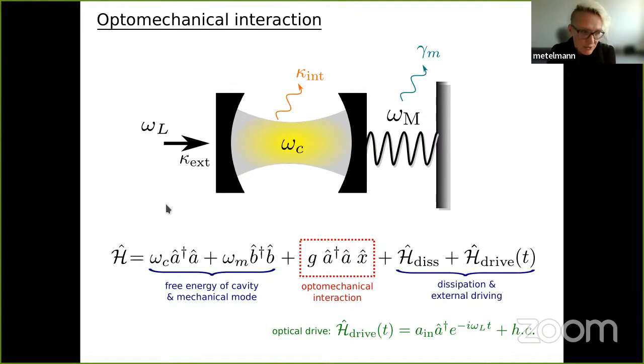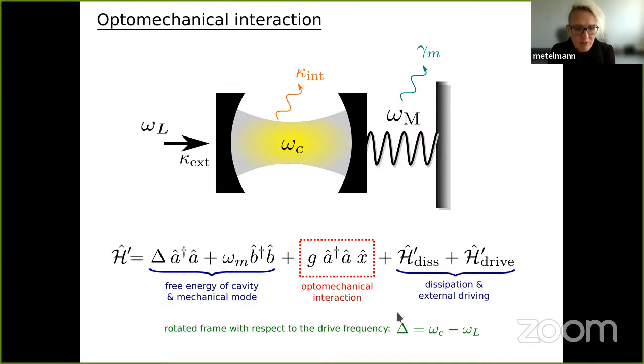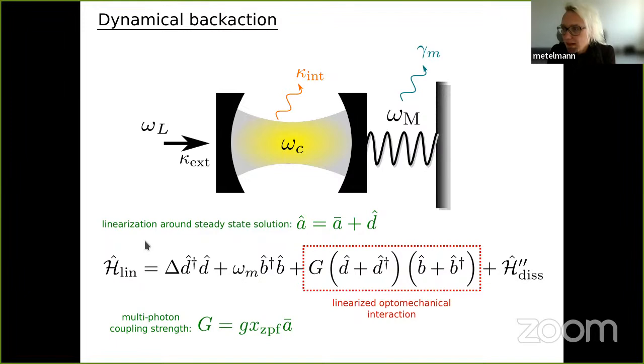Yeah, and the way we have called an optical drive, in the end, it's just a drive which creates an electromagnetic field inside of my resonance structure. And this is just the basic optomechanical system. What we generally do is we rotate with respect to the drive frequency to get a time-independent Hamiltonian. And then we linearize the interaction, because this bare g, the single photon phonon coupling strength, is really weak. And then we are entering the realm of linearized optomechanics.